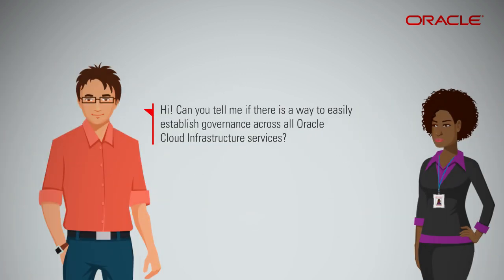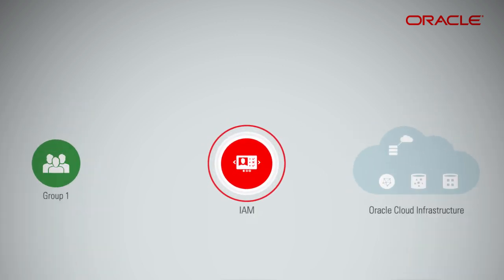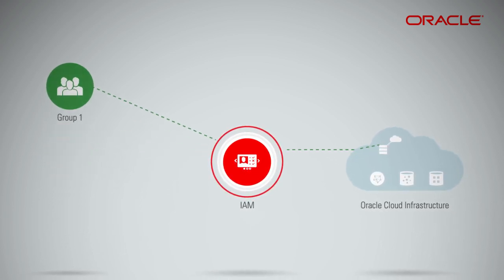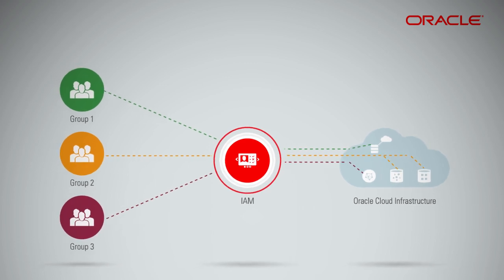Hi, can you tell me if there is a way to easily establish governance across all Oracle Cloud Infrastructure services? The Oracle Cloud Infrastructure Identity and Access Management, or IAM service, is included for you by default. It lets you control who has access to your cloud resources. You can control what type of access a group of users have and to which specific resources.